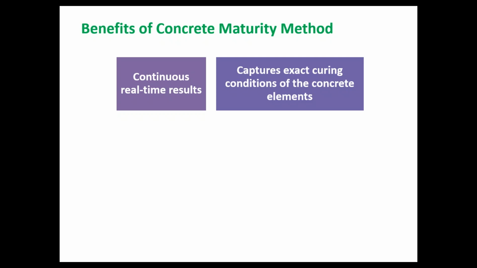It captures exact curing conditions. So if your concrete elements are different in terms of thickness or conditioned in different conditions, even within the same pour or in the same slab, they may experience different curing conditions at the corner or center of the slab. So maturity can easily capture that.